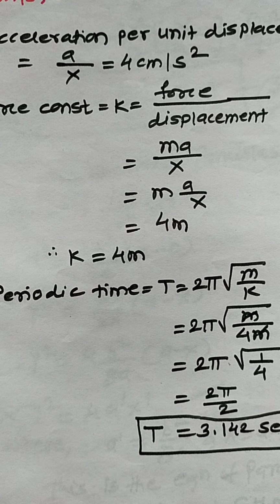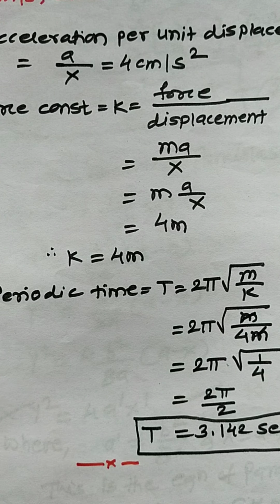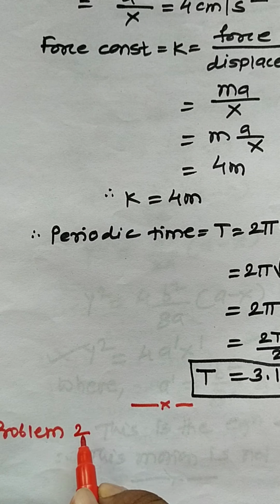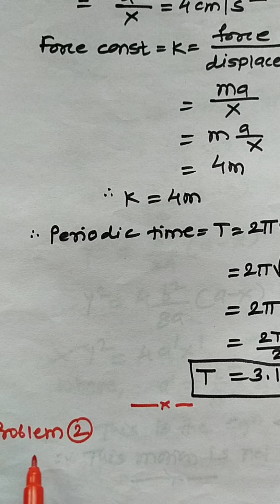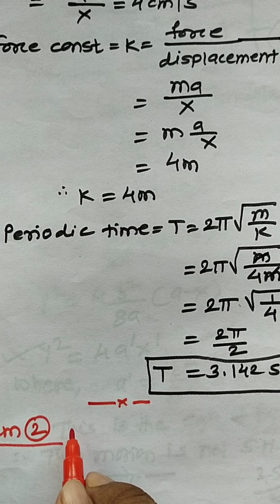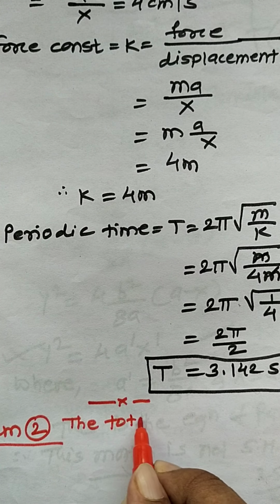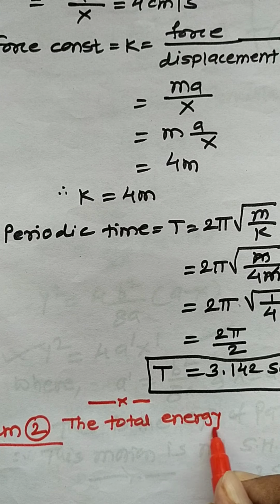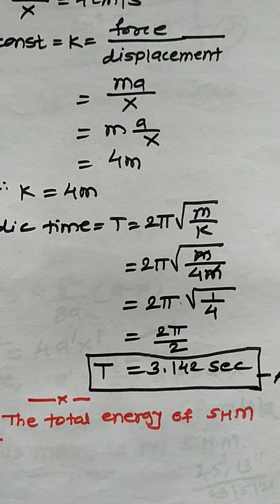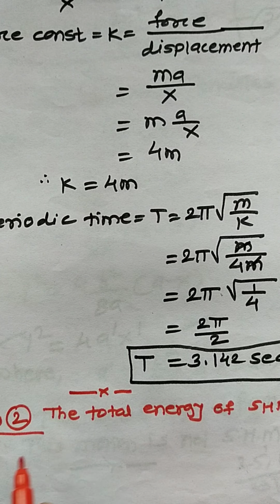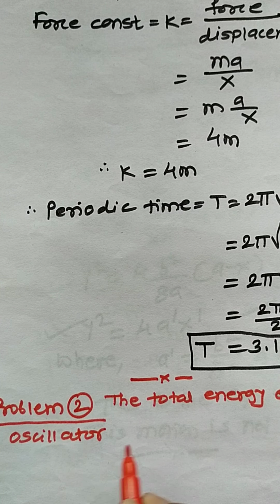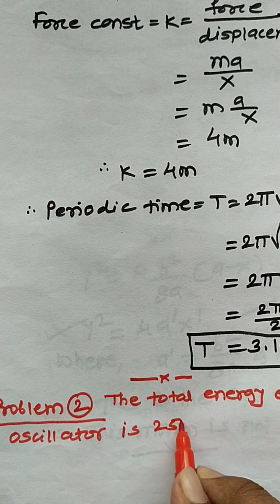Problem second. The total energy of a SHM oscillator is 250 erg.